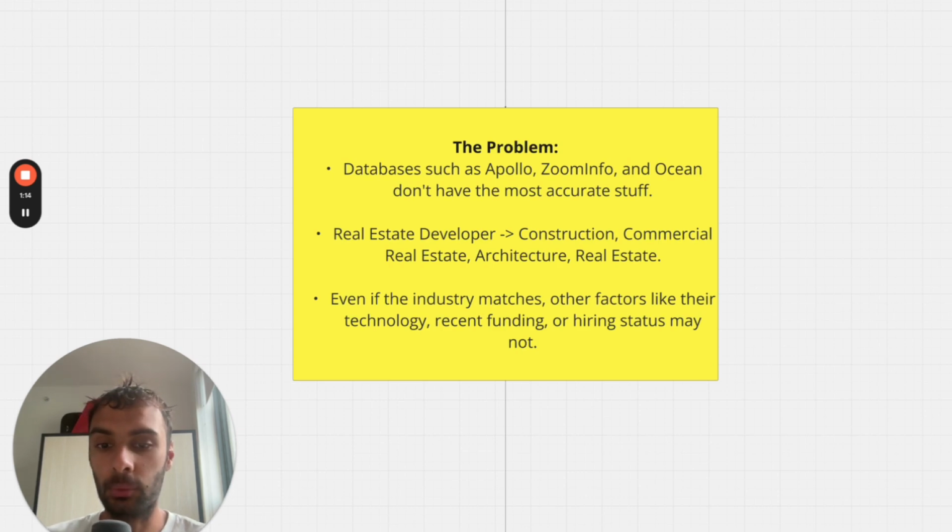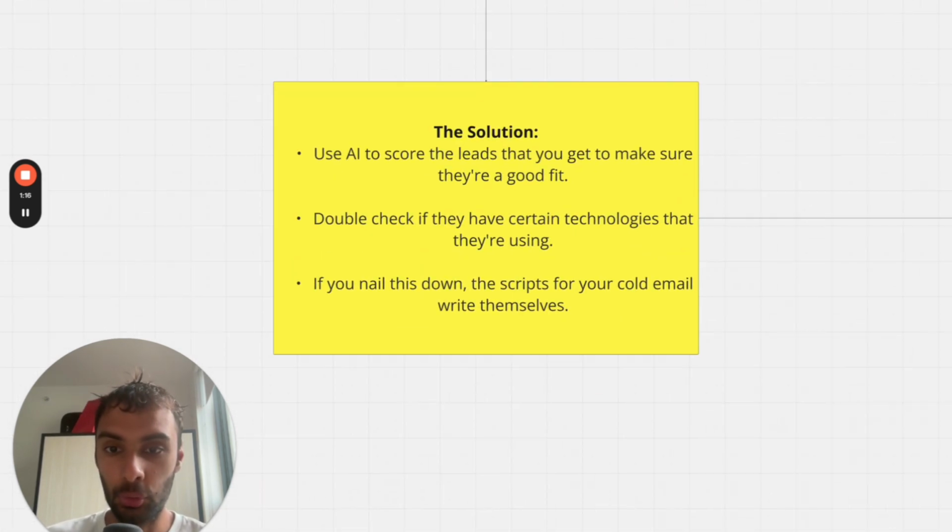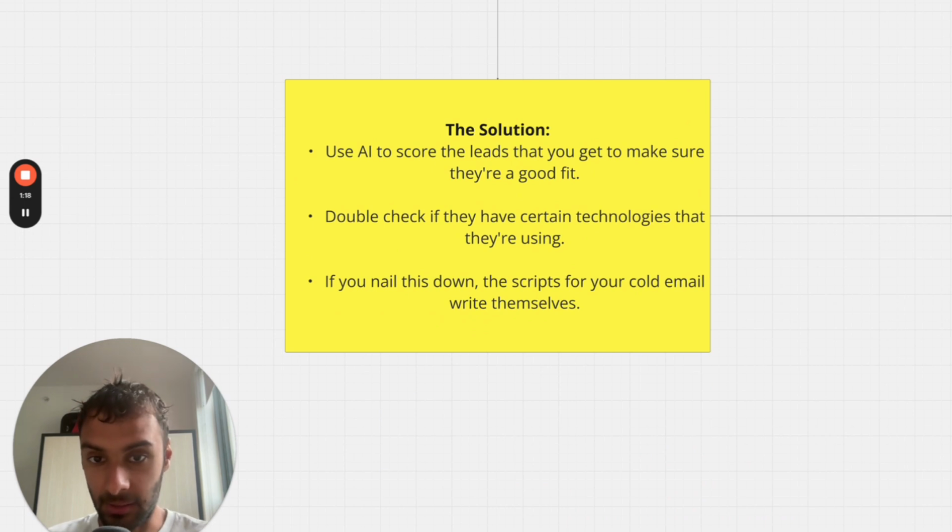So what you have to do is use AI to basically score the leads so that you make sure that they're a good fit. So you're going to have AI go in there and be like, hey, is this a good fit? Yes or no? And you want it to take a look at all the websites and how much of a good fit they are. And then also you can use AI to double check if they use certain technologies, such as Shopify, WooCommerce, or Optimizely, or whatever technology you want to look for.